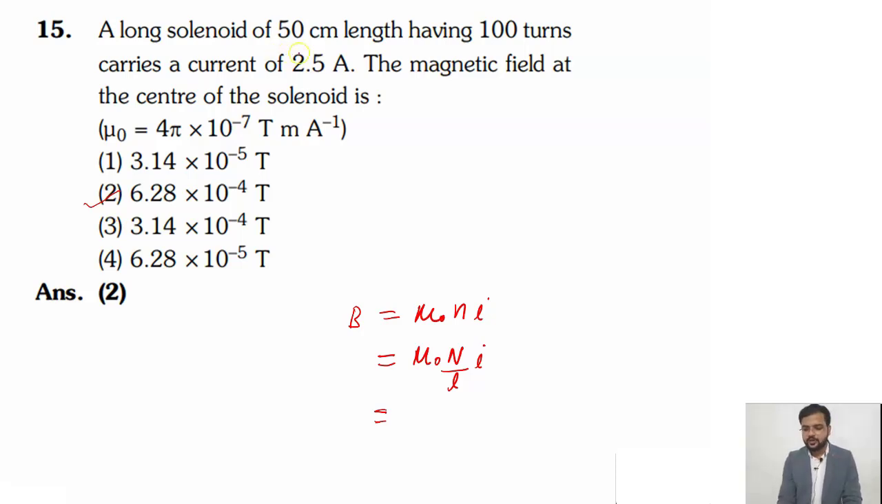Just put the values into this and get your answer here. Here this is the long solenoid. This is the length of the solenoid. This is the number of turns, which means this is the N. This is the L, this is the N here, and this is the I over here. Just put them into this formula and get your answer. Okay, let's see the next question.